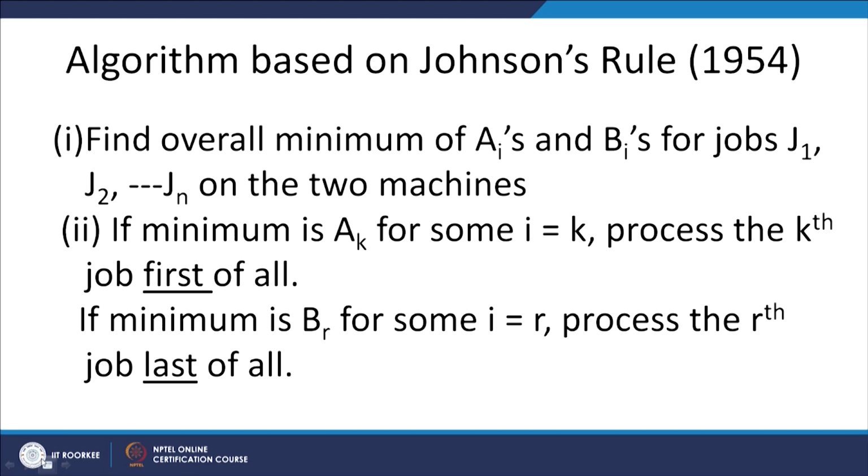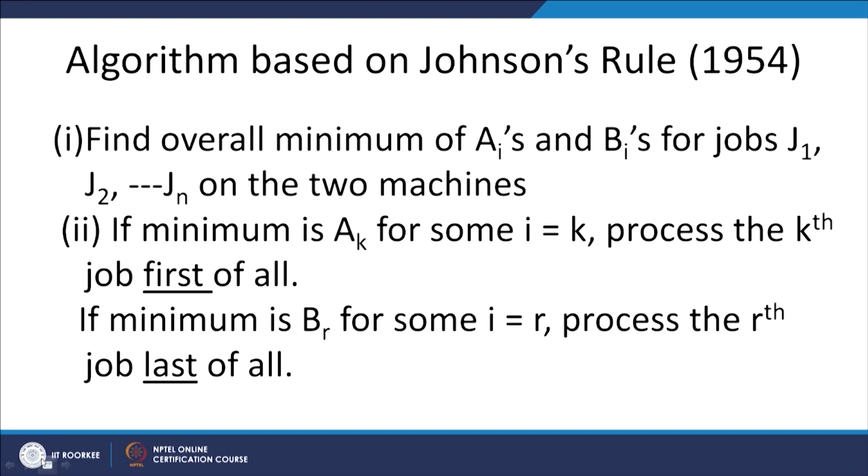In the first step, we will find the overall minimum of the Ai's and the Bi's for the jobs J1, J2 up to Jn on both the machines. So, we have A1, A2, An, B1, B2, Bn like this. We will first of all identify the overall minimum time, because remember we have to minimize the total time. Secondly, if the minimum time is, let us say, Ak for i equal to k, then we will process the kth job first of all.